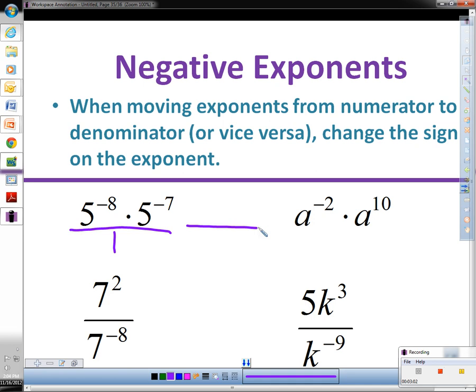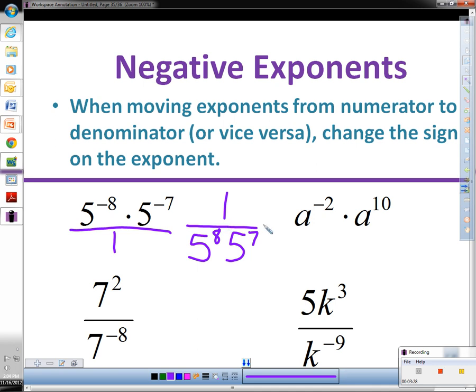You could add them together and then get rid of the negative, but I've noticed that it helps more students make fewer mistakes if we eliminate the negatives first. So we're going to change this by putting both those powers on the bottom in the denominator, and by doing that, the negative exponents become positives. Now there's nothing left on top, so I have to put a 1 up there.